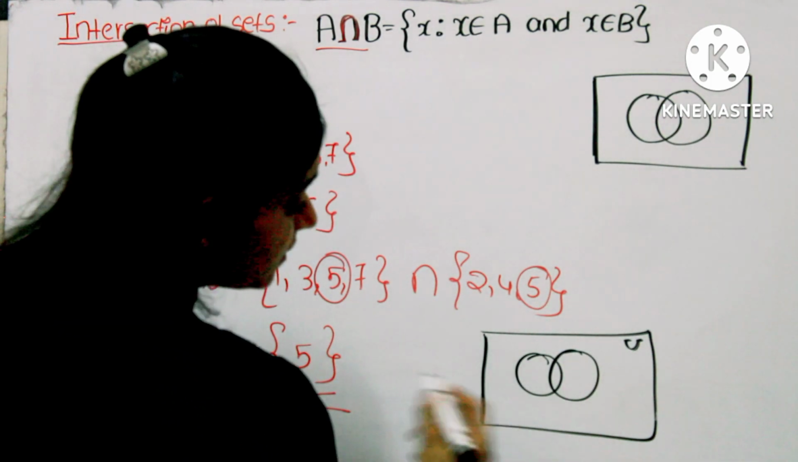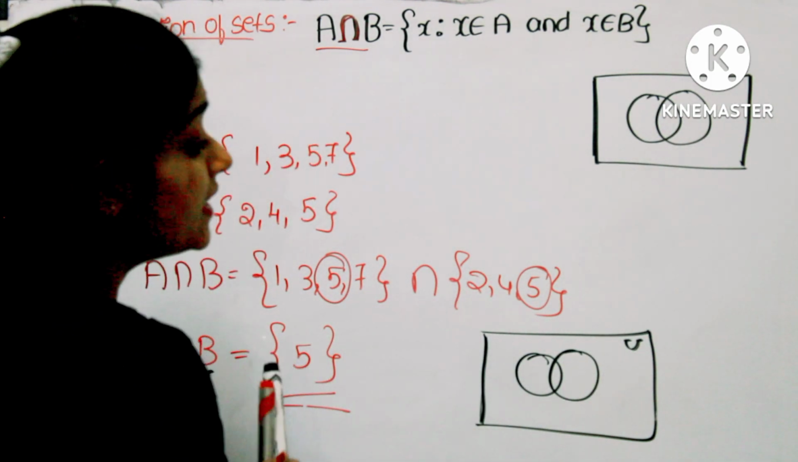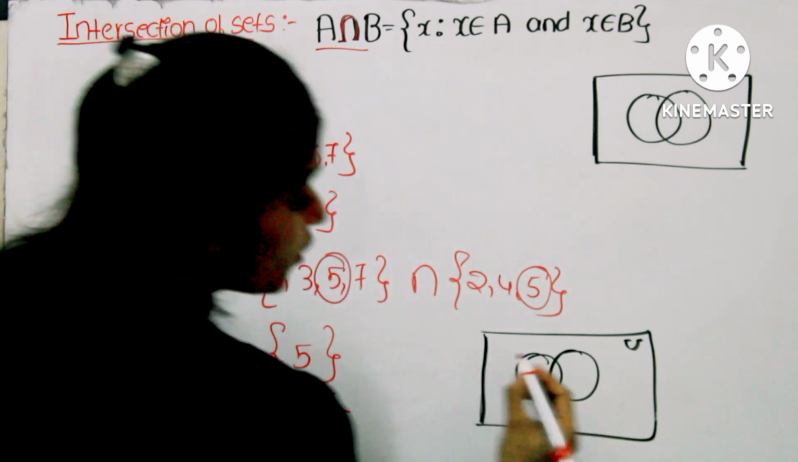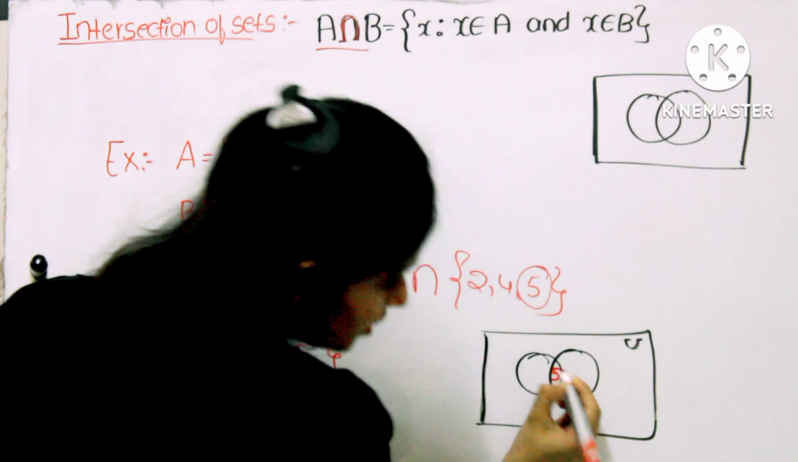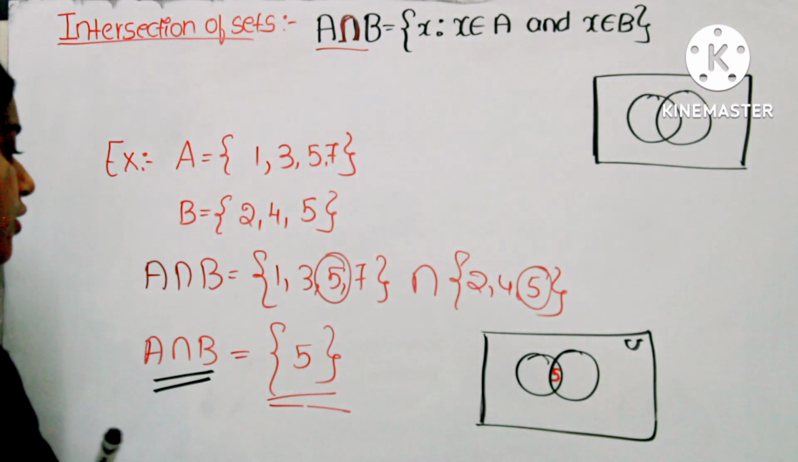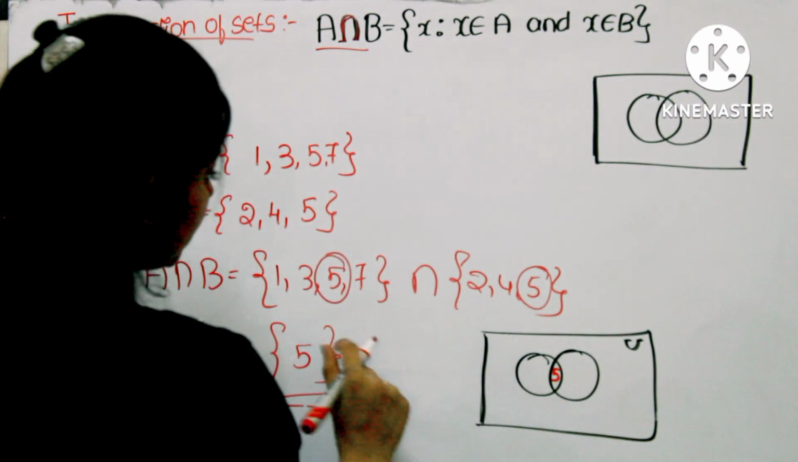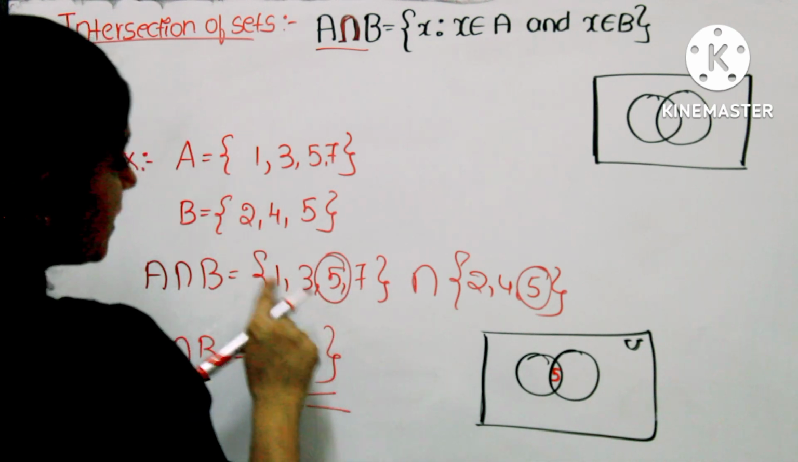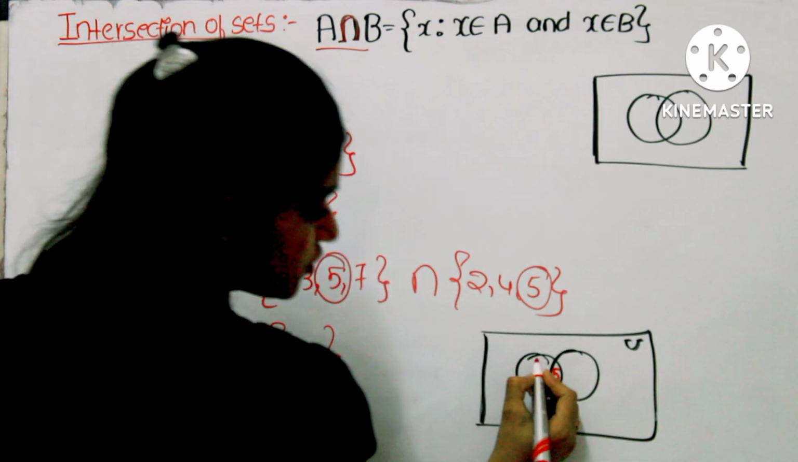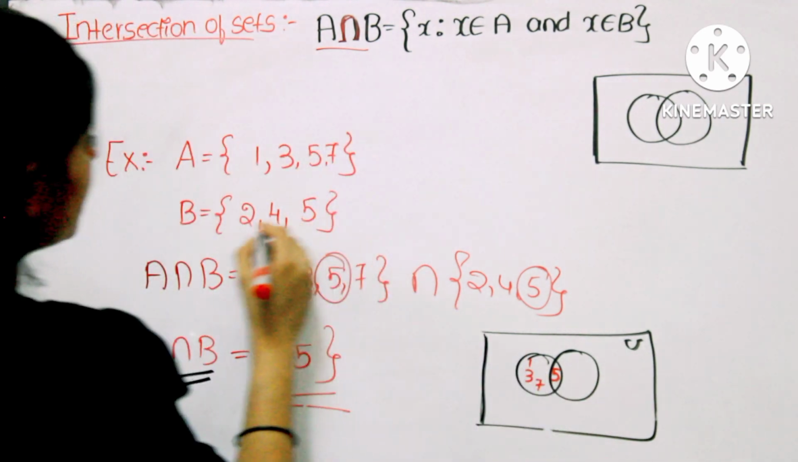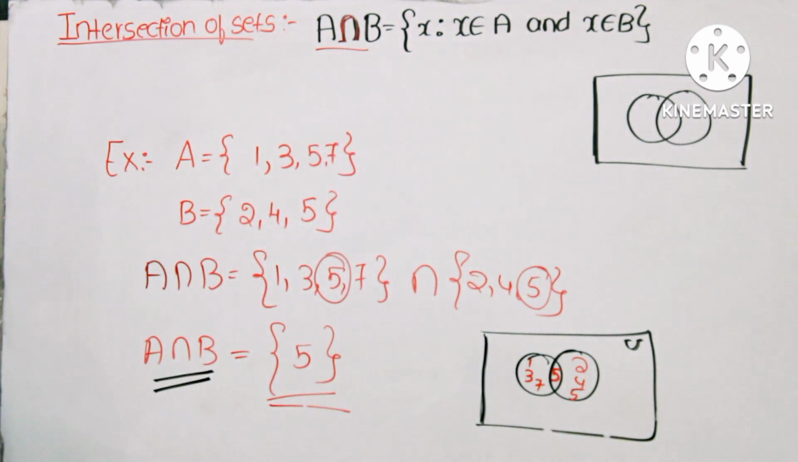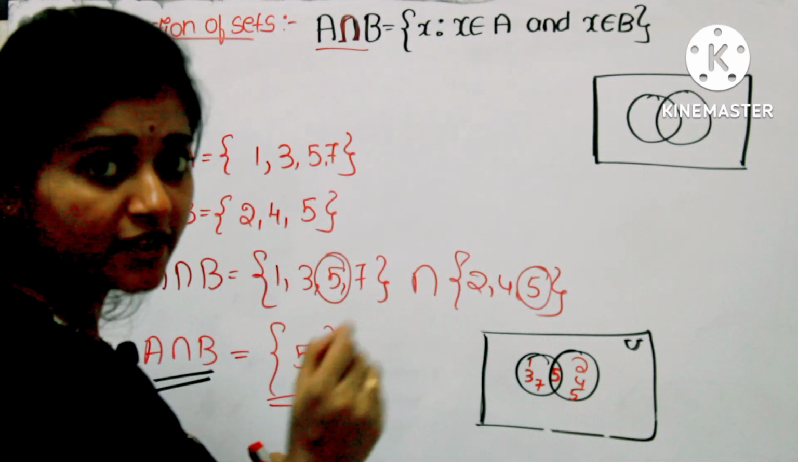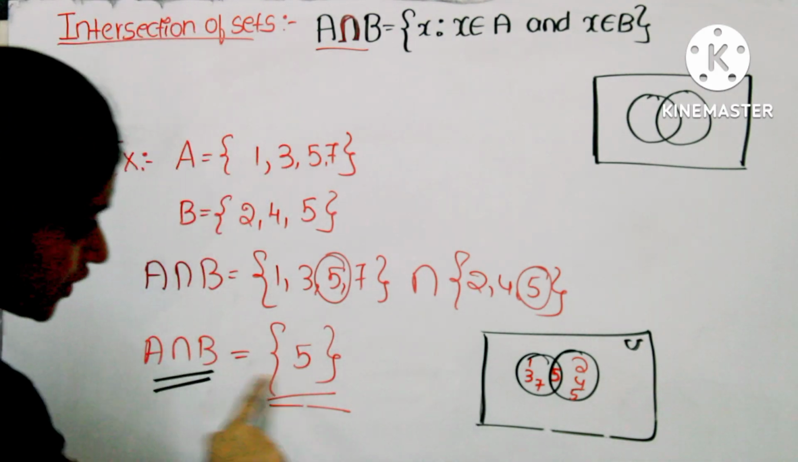So where do we have to write? 5 is written at the intersection point. So where is the intersection of the two circles? It is this point, correct? In the middle of that we have to write 5, and the remaining terms should be written after removing 5. What is remaining in A? 1, 3, 7. So write 1, 3, 7 in this part. And what is remaining in B? 2, 4, 5. So while shading the intersected portion, which is the answer, we got 5.